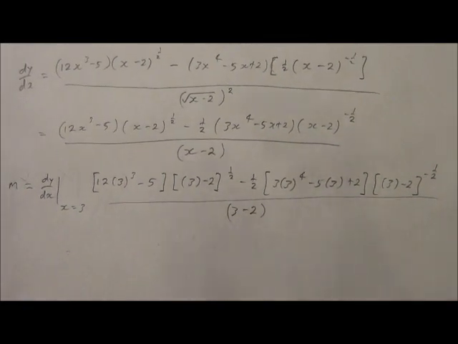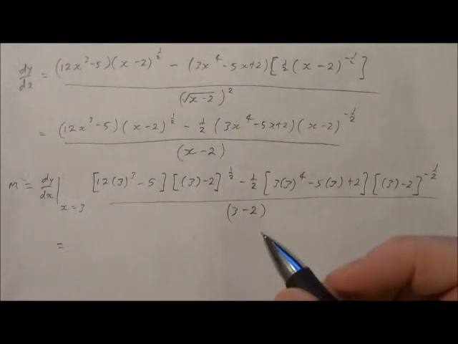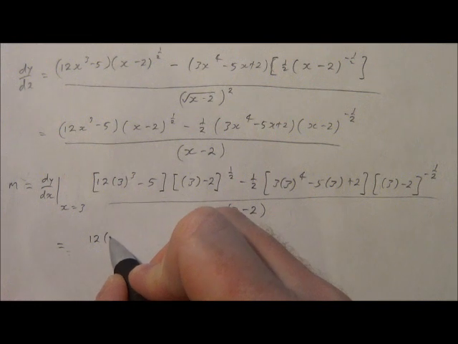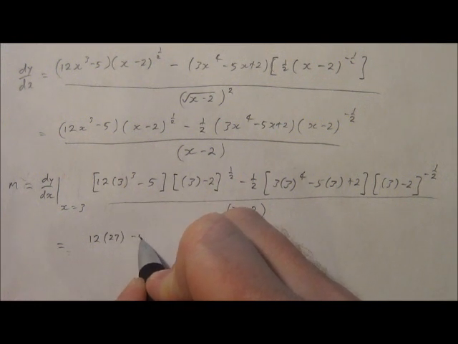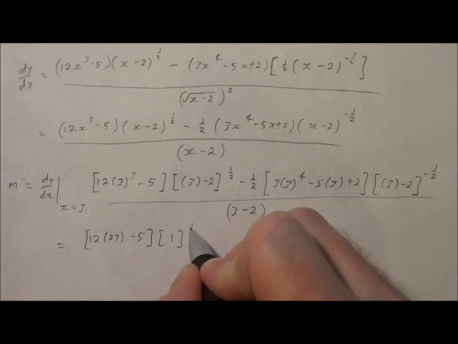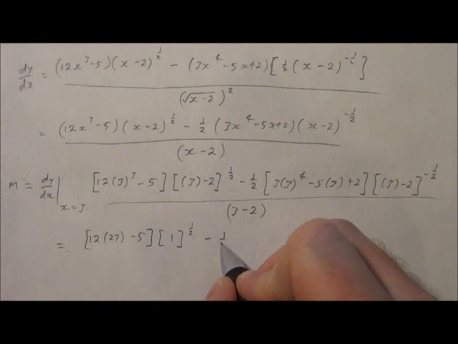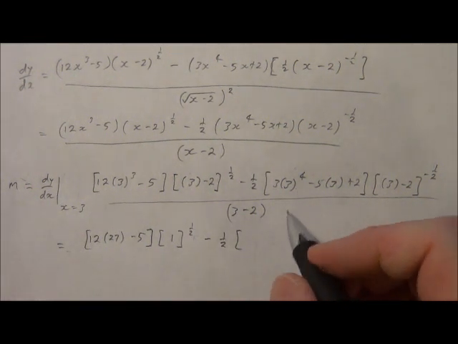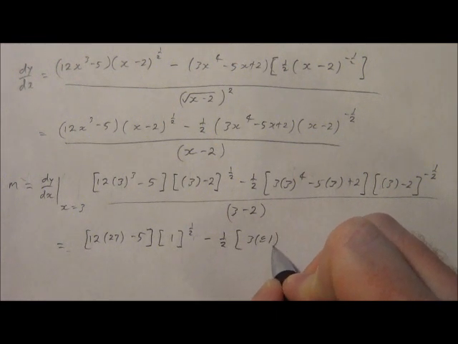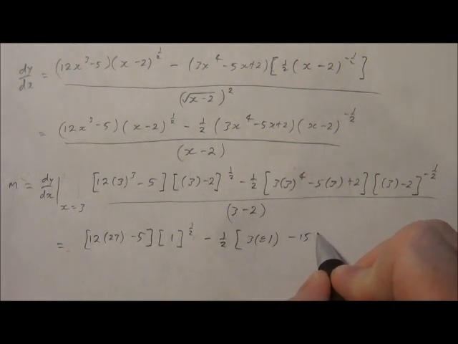Okay, so I'll try to simplify this a little bit. So of course there's 12 times 27 minus 5. And then here is the square root of 1. I can do that in my head, luckily. And then we've got 3 to the power 4, which is 81, so 3 times 81, which I know is 243, minus 15 plus 2.